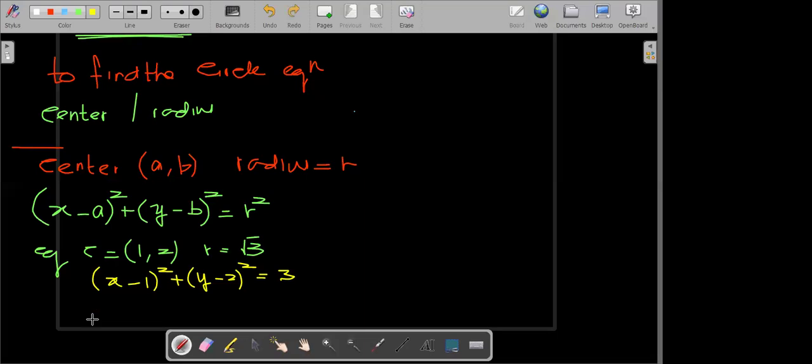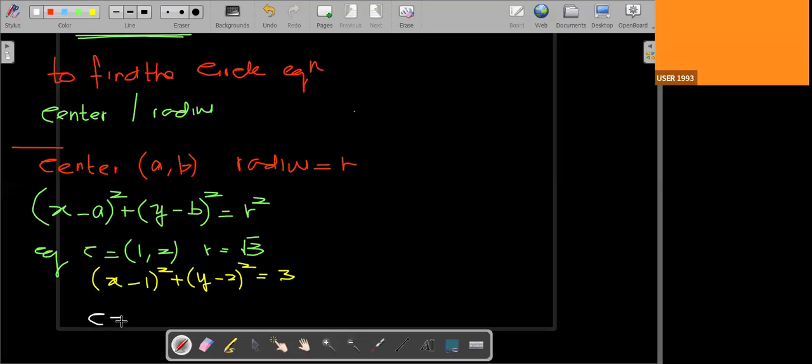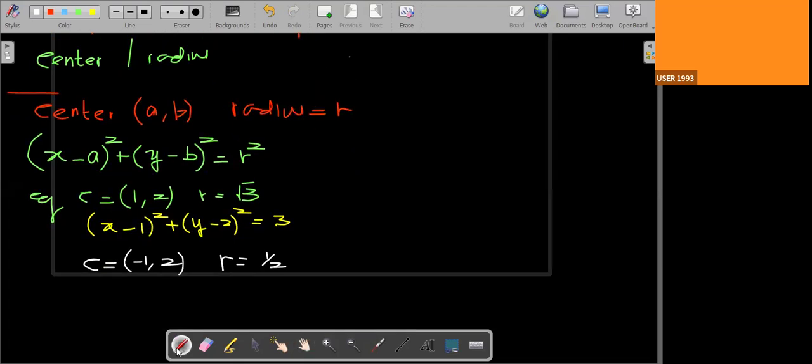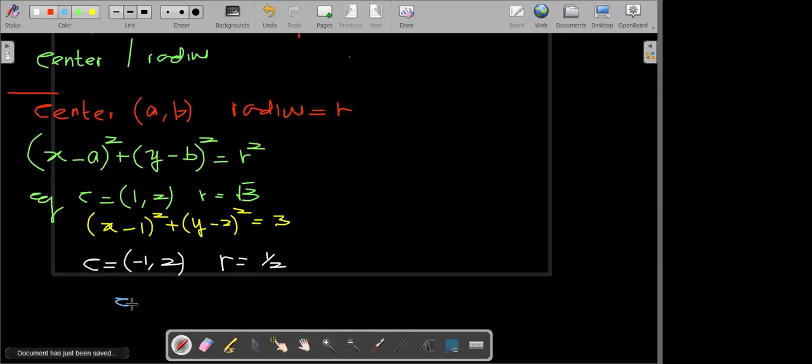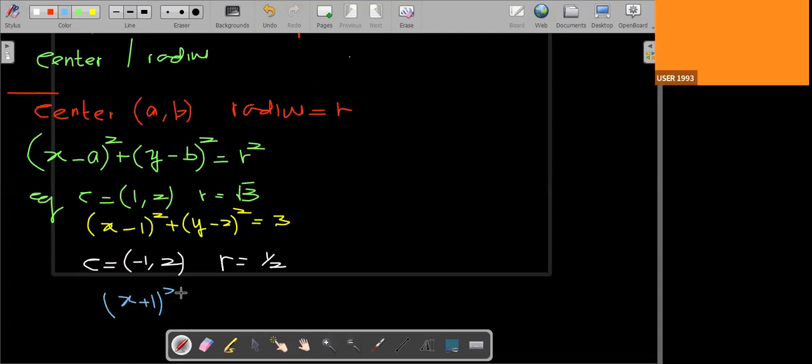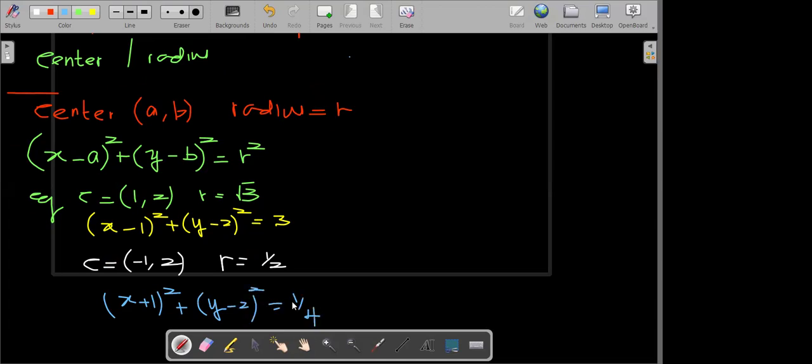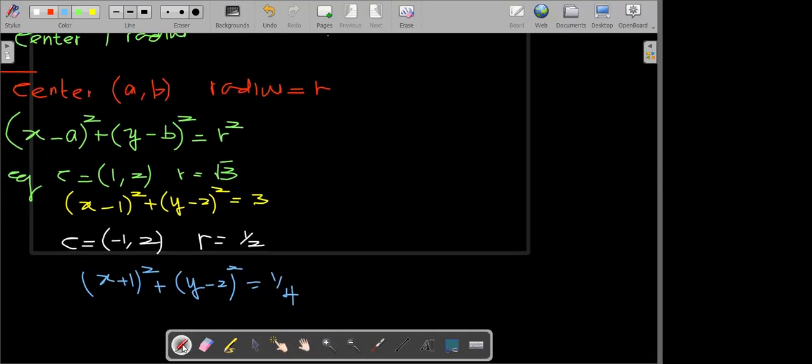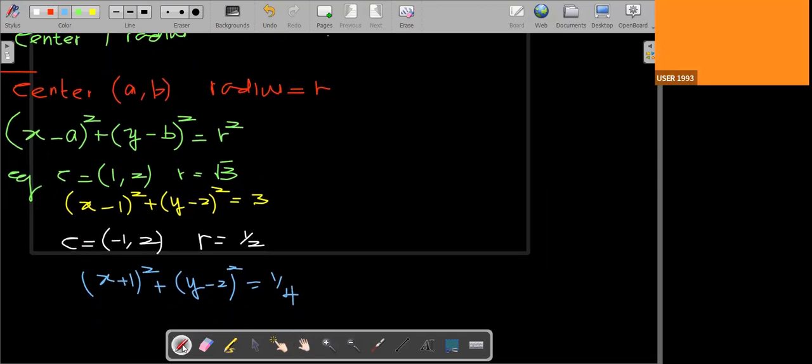Yes, sir. Say the circle's center is (negative 1, 2) and the radius is half. How do you write the circle's equation? (x plus 1) whole squared plus (y minus 2) whole squared is equal to half squared, which is 1 over 4. All right, that part? Yes. Right, this is how the circle's equation is written.